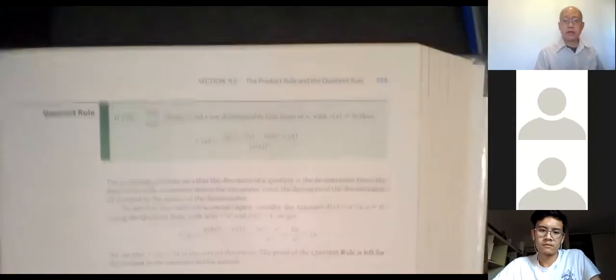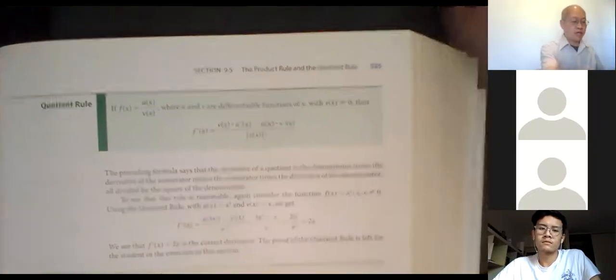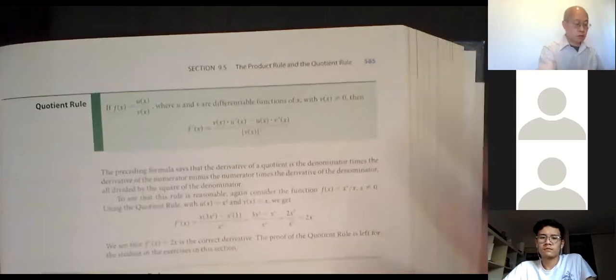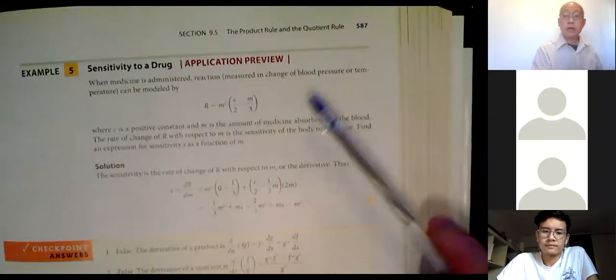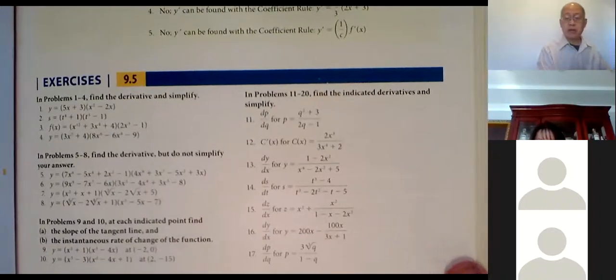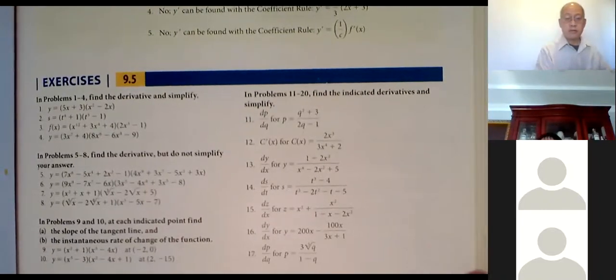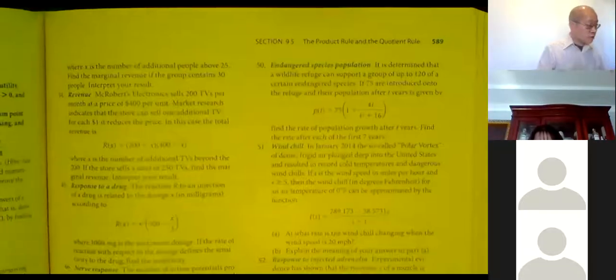For those of you that don't have the book and don't plan on getting it, here is the quotient rule. I'll come back to it. It's on the top of page 585. And now the homework problems. Again, for those of you who don't have the book and don't plan on getting it, page 587. So here's some problems there. You just get it off the video. And then some more on the next page.